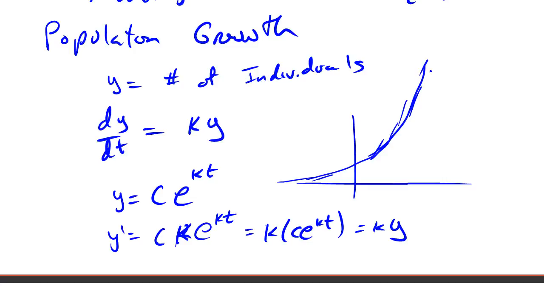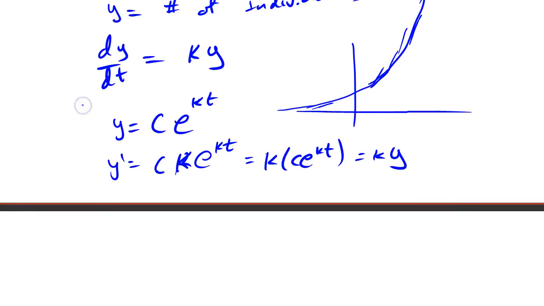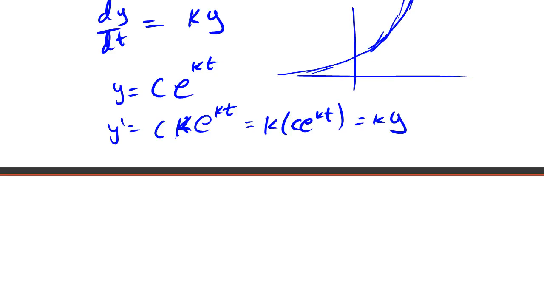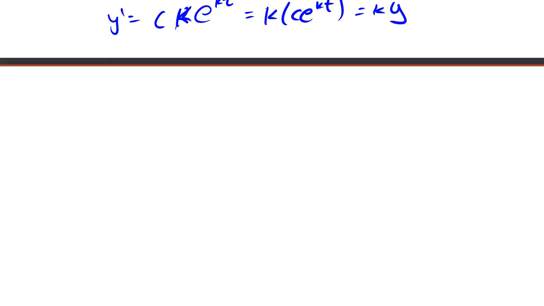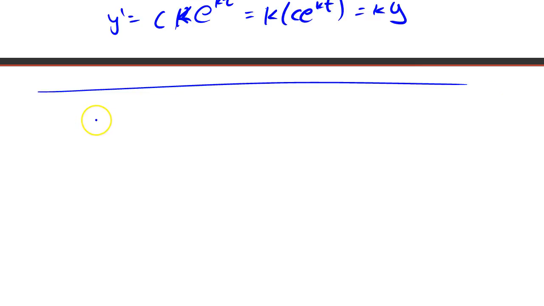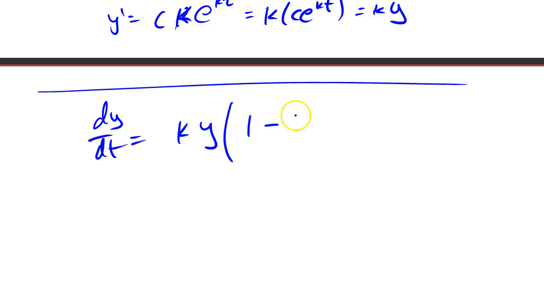Now, sometimes unbounded growth is not really possible. If you're living on an island community or whatever, and there's only so much room, you can't just pack infinitely many people into that spot. So sometimes there are limitations to the growth. And that leads to a different model, which looks something like this. dy/dt equals k times y. That's what we already had, and now I want to do a 1 minus y over m.